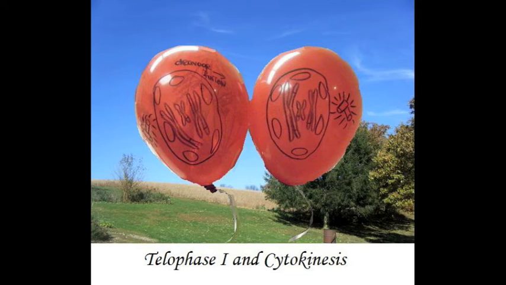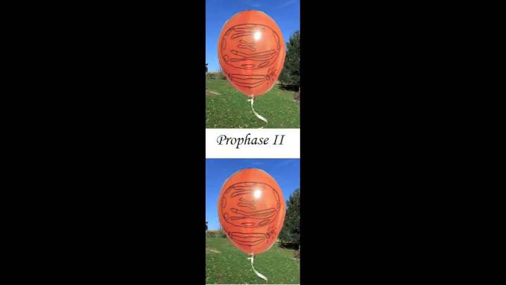Cytokinesis, or the division of cytoplasm, takes place at the same time as telophase 1 and is a factor in the formation of two haploid daughter cells. While the chromosomes continue to move to the poles, they begin to condense. The second stage of cell division in meiosis is meiosis 2, which involves the separation of sister chromatids.